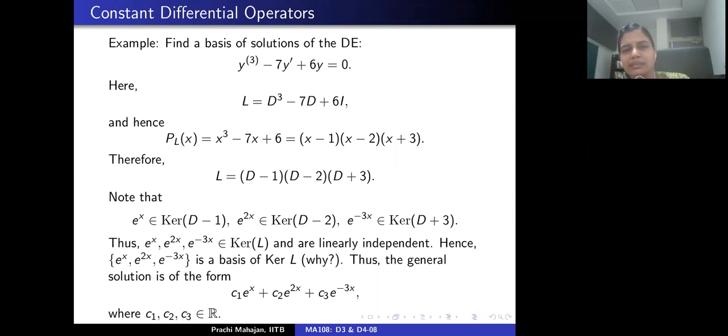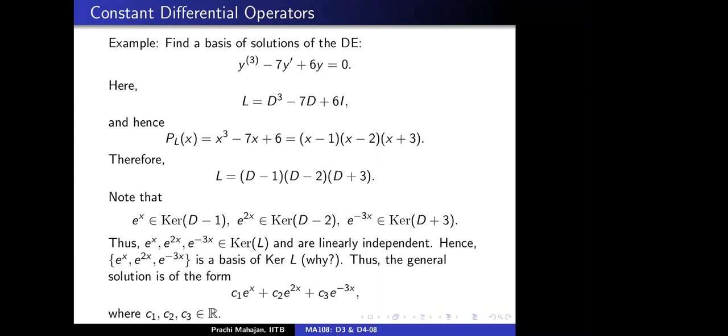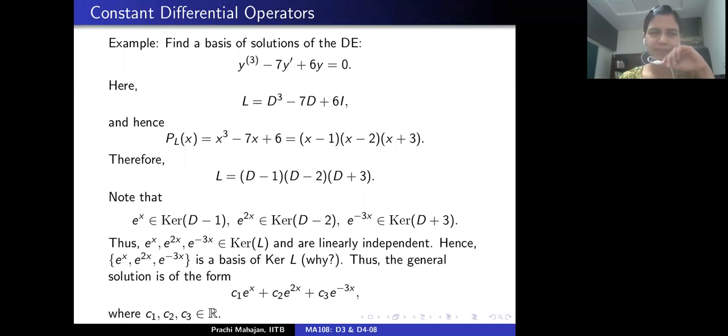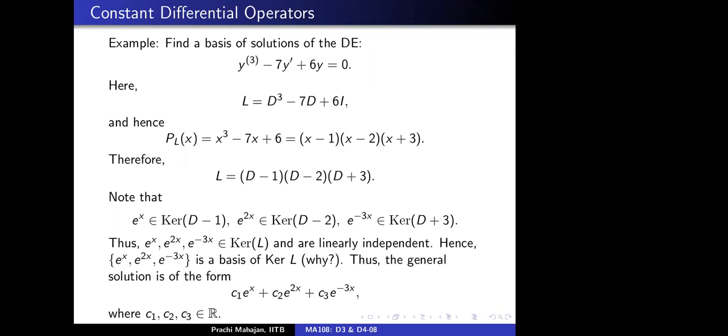Okay, understood. So if we had a repeated root, what would we have done here? Suppose it was D minus 1 square. We'll see those examples. Let me just postpone that question. We will see what happens if we had a repeated root. But this example is okay, right? Everybody is with me up till this point? Yes, ma'am. Okay, all right.